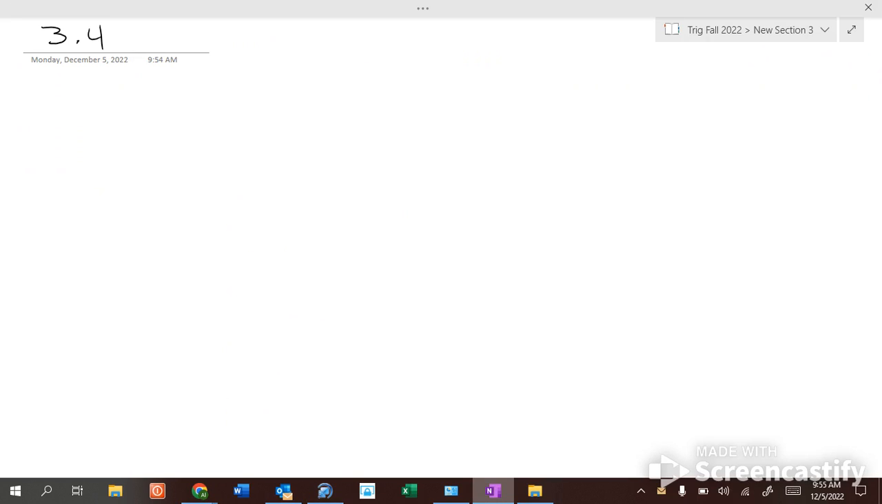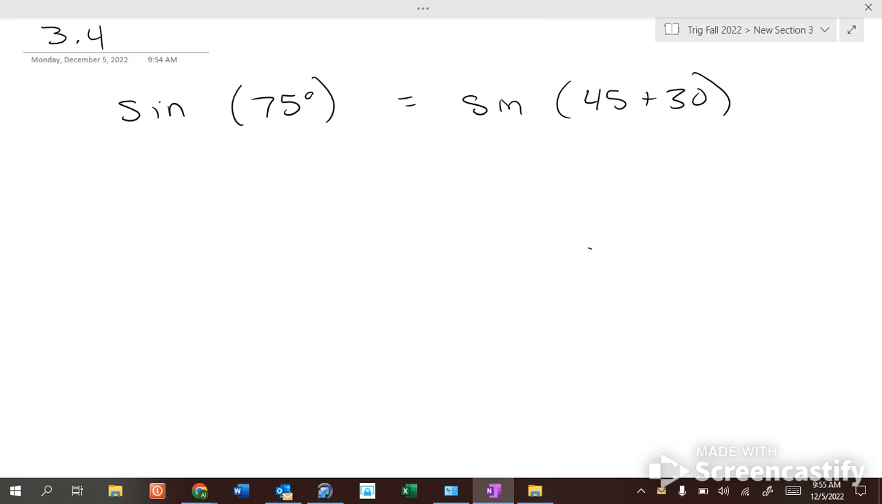Okay, on this 3.4, you already have the formulas down. So if we were asking, what is the sine of 75 degrees? What two numbers would add up to make 75 degrees? It'd be 45 and 30. So the formula for the sine is the sine of the first, the cosine of the second, and then you use the same sign, so this time it would be a plus, the cosine of the first, the sine of the second.